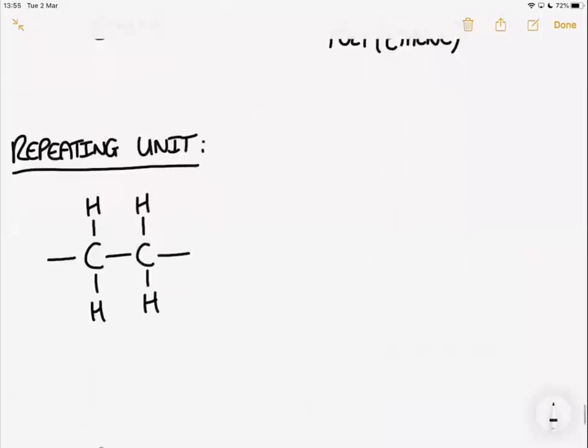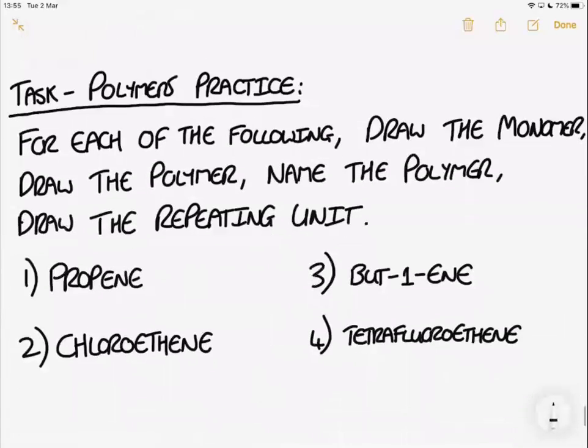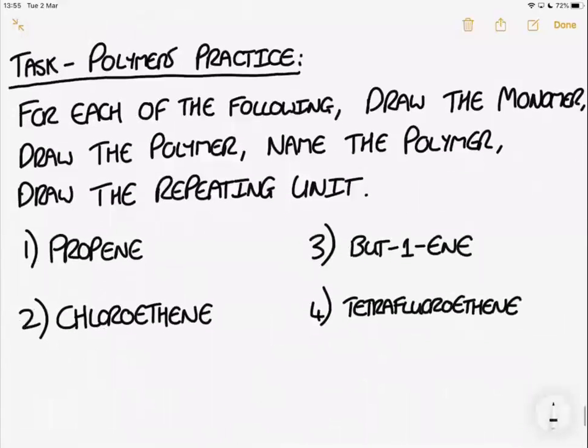Right then. Next job is to try and do a little bit of practice. I know we're going from zero to hero here because you've only done one example, but it's not actually as complicated as it seemed. If you're struggling to get going, then feel free to look at the first solution. But what you should do is at least pause the video and have a go. For each of them, you need to draw the monomer, draw the polymer, name the polymer, and then draw the repeating unit. So it's the same thing we just did, but with different starting materials. Have a go, pause the video, see how you get on.